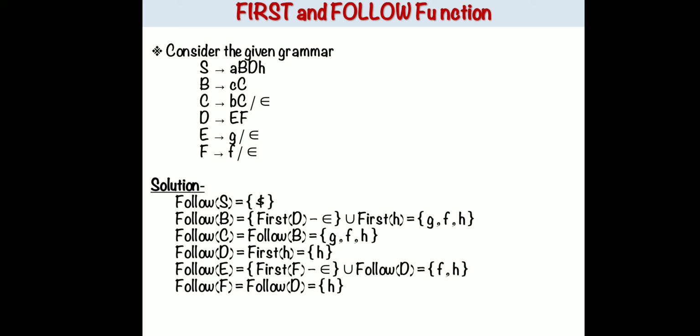Then follow of F is similarly the same. D arrow E F, after F nothing is there. So anything in follow of D will be placed in follow of F. So follow of F equals follow of D equals H. I hope you have understood it.